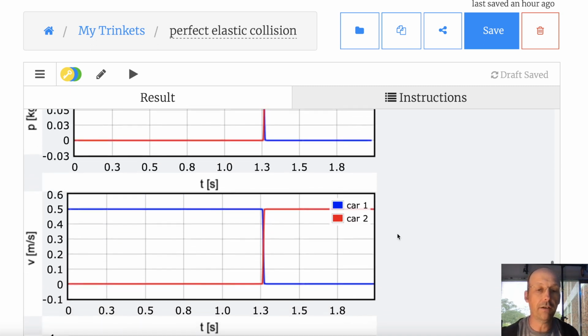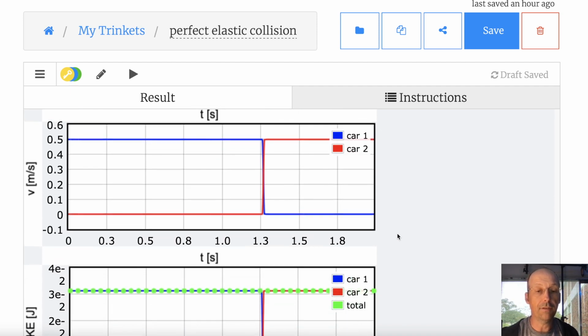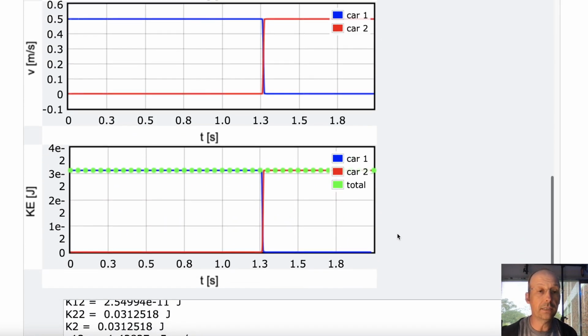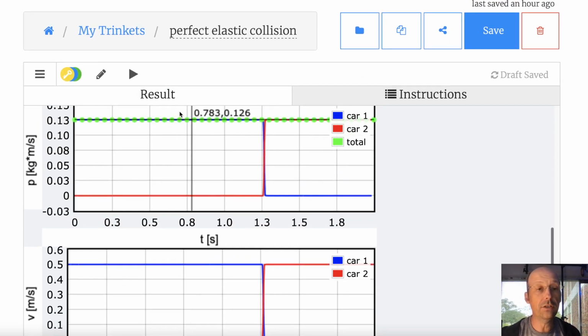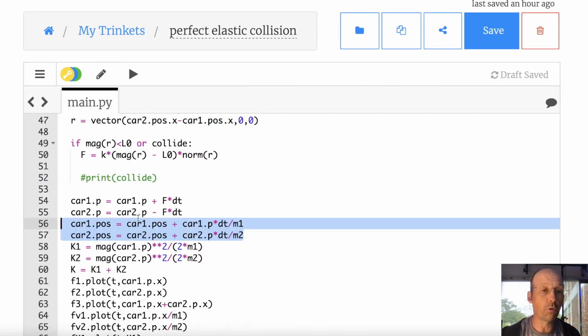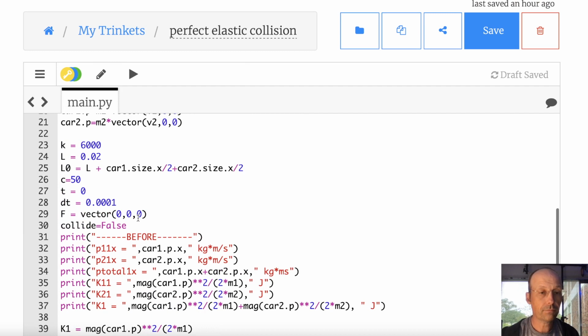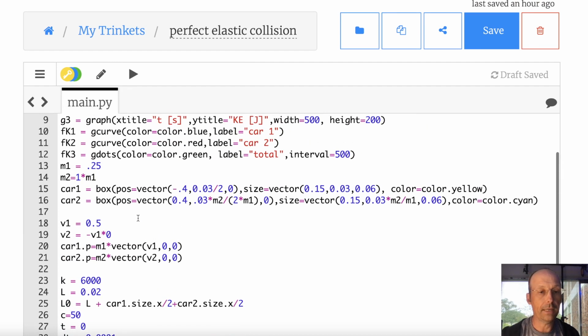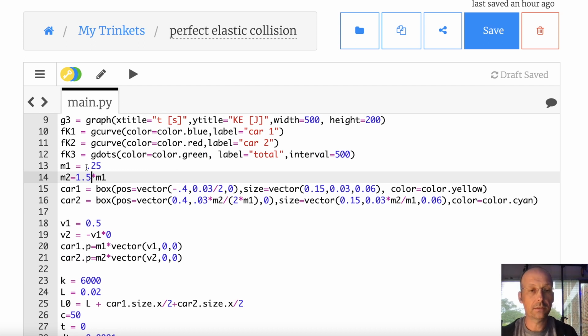Here's the velocity graph, very boring. Same thing, because they have the same mass. And then here is the kinetic energy graph, right? So the kinetic energy before is something and then 0, and they just swap. So let's go ahead and change this so that the second car is more massive. Where to put my mass? Let's say it's 1.5 times the mass.